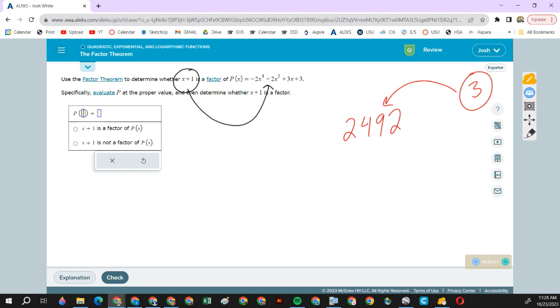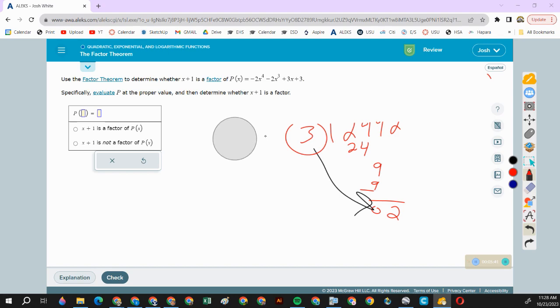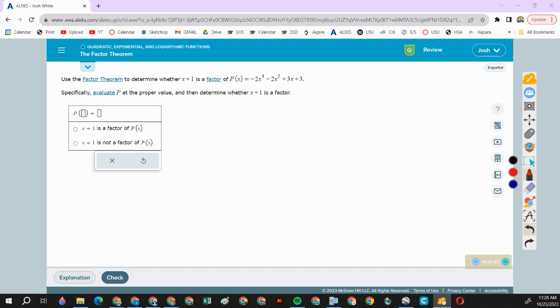So if I divide this by 3, I get 8, 24, so 3, 3, and that would be 9, 0, 2. How many times does 3 go into 2? It doesn't. So I get 830, remainder 2. So if you divide and you get a remainder, that means that whatever you divided by is not a factor. So let's do this division.